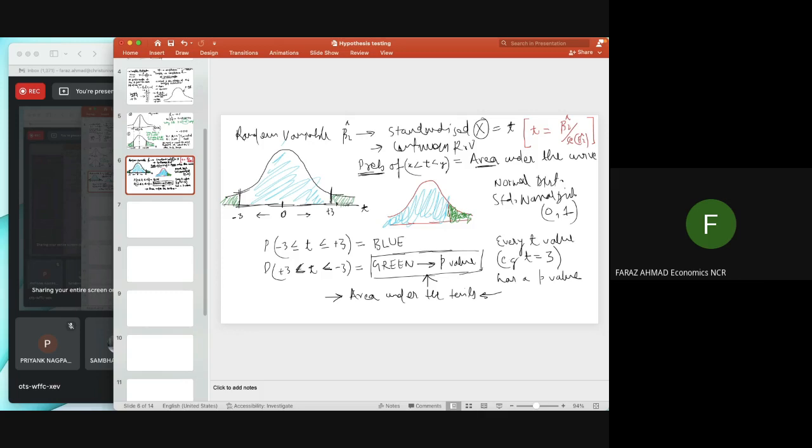Had it been a one tail test, I would have referred to area under one tail only, maybe right tail, maybe left tail, depends which test we are doing. So if we are doing a right tail t test, then I would have drawn a graph like this. There is a t value and there's an area under the tail to the right of a value, which is called the p value, right?